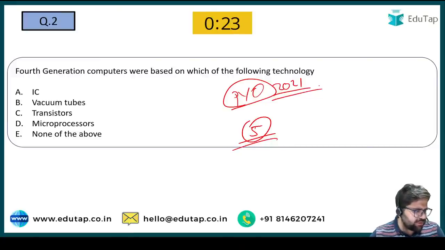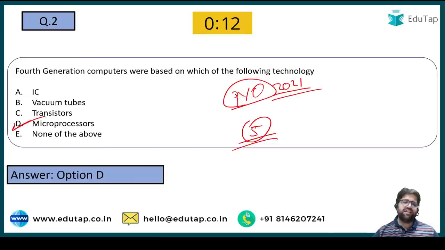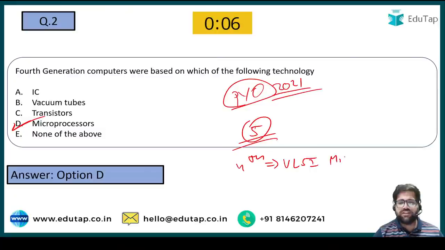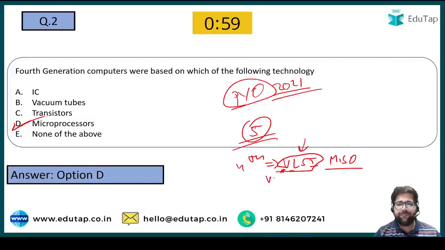Let me see the chat box. 63 people are live with me. Let me know all the answers in a very fast forward manner. Yes, it was microprocessors. Please note this particular point. It's very, very important to understand that in the fourth stage, there was very large scale integration microprocessors. I'm not writing the full form, I'm just writing the short form. Remember VLSI, V stands for very large scale integration microprocessors.